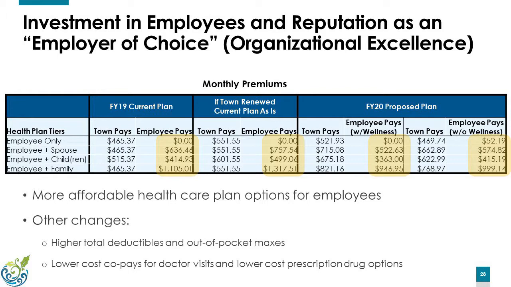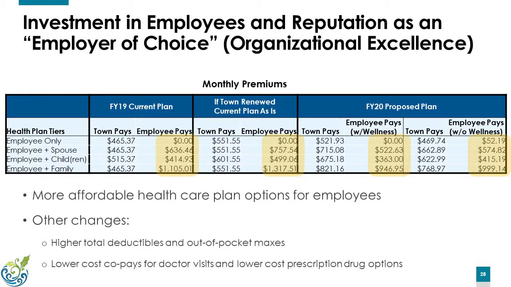Now, I mentioned earlier that there's also an option if employees sign up for wellness, that there's an opportunity for some additional cost savings. And if employees sign up for those wellness options, the employee only would go back to a 0 cost share. Employee plus spouse, you see there at $522. Employee plus children at $363. And employee plus family at $946.